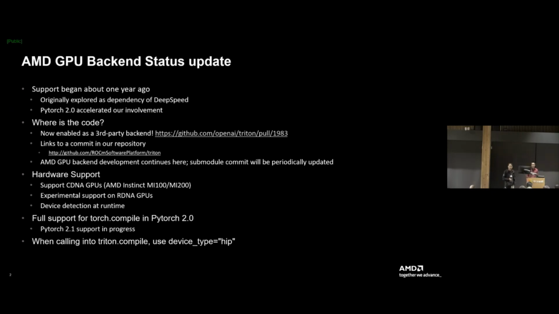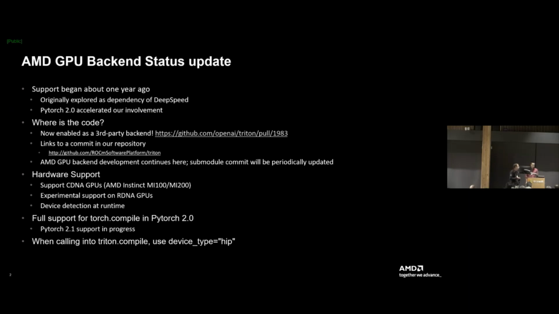We originally started looking at Triton because it was a dependency of DeepSpeed. DeepSpeed is important to us and to our customers. It really kicked into another gear once PyTorch 2 picked it up. So we spent a lot of work on it. This is just a quick update of where the backend is, and then I'll take you through the story of what all we did to bring it.